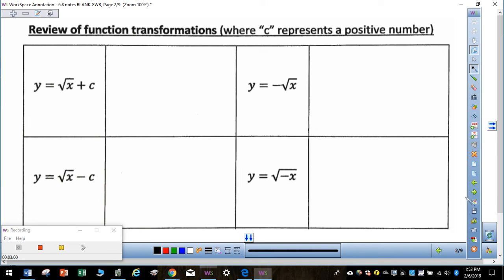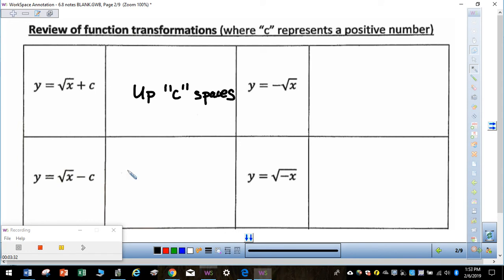So that's our parent function. We're going to continue by doing a review of function transformations to see different ways that that parent function can be changed or moved around our graph. And so for each of these examples, we're going to assume that c represents a positive number. So if we were to just simply add a number onto the end of our square root, this is going to shift our graph up c spaces.